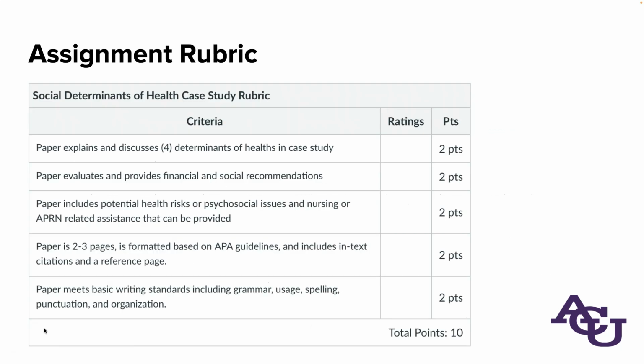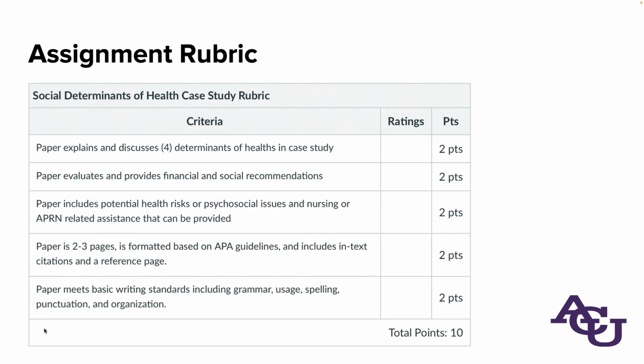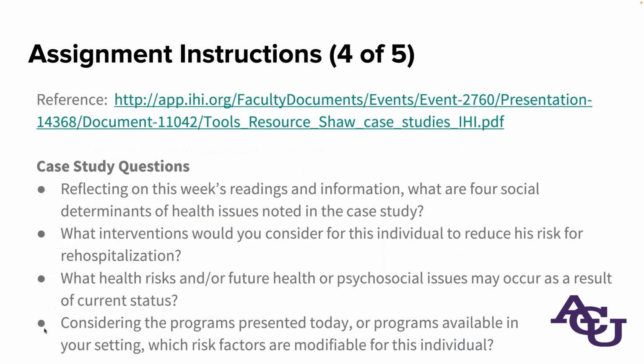And if we go through and look at the rubric here and compare it to these instructions, we'll find that the first item corresponds directly to the first question. The second one is not as clear. It says paper evaluates and provides financial and social recommendations. And so if we look at the question, what interventions would you consider for this individual to reduce his risk for hospitalization? We see, oh, that's a suggestion for a direction to go in.